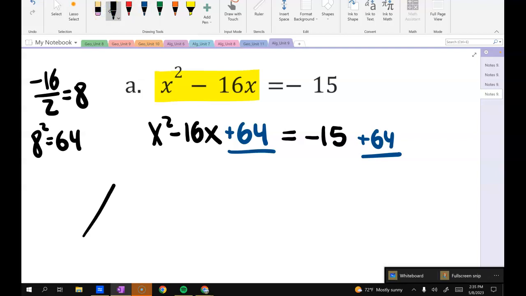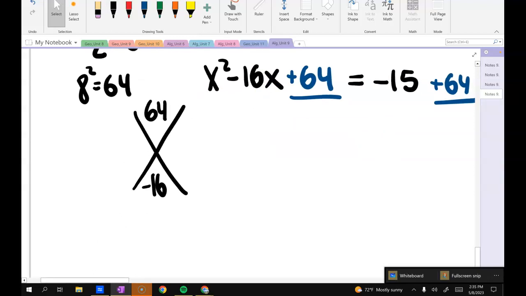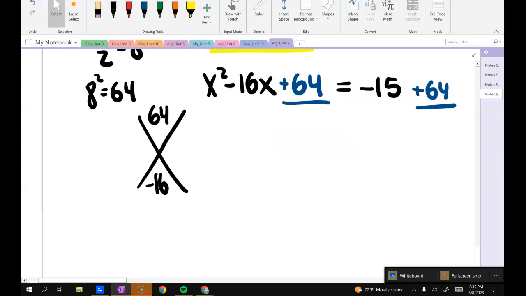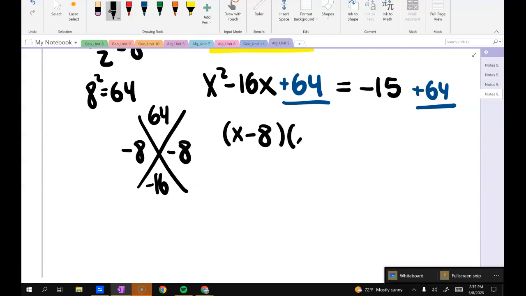So now I'm going to keep looking at just my left-hand side. I'm going to factor that trinomial. I'd have a 64 on the top, a negative 16 on the bottom. So on either side, I'd have negative 8 and negative 8, because that multiplies to a positive 64, but adds to a negative 16. So this would be x minus 8. And we simplify: we take negative 15 plus 64, so on the right-hand side here, we get 49, just by adding those two numbers together.